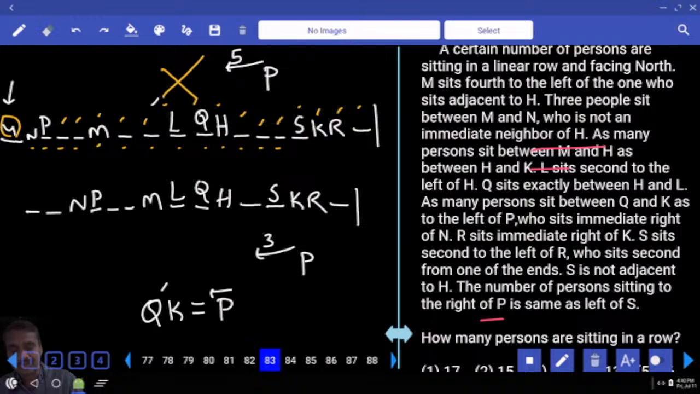Then, the number of persons sitting to the right of P, how many are there? 1, 2, 3, 4, 5, 6, 7, 8, 9, 10, 11. 11 to the right hand side of P, 11 to the left hand side of S. 1, 2, 3, 4, 5, 6, 7, 8, 9, 10, 11. Hence, we are left with the second case. Then, any other information that is left over? No. And this is the final.